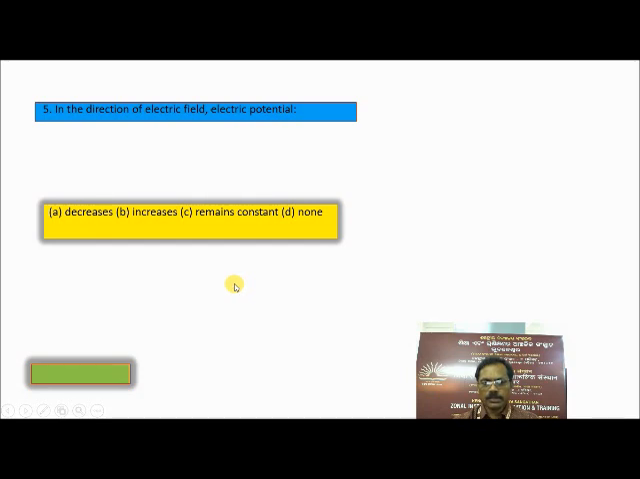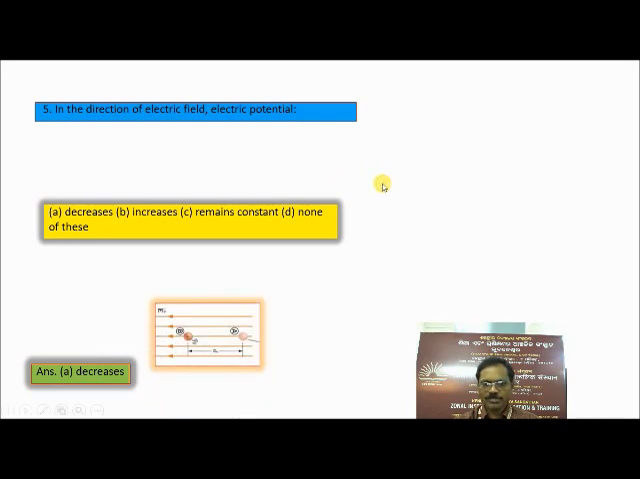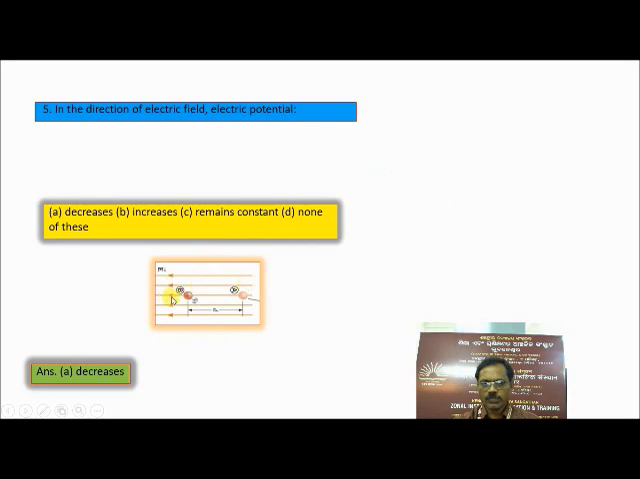Choices are given: A decreases, B increases, C remains constant, and D none of these. The answer given is decrease. But how has it come? Any explanation? So this is a uniform electric field.